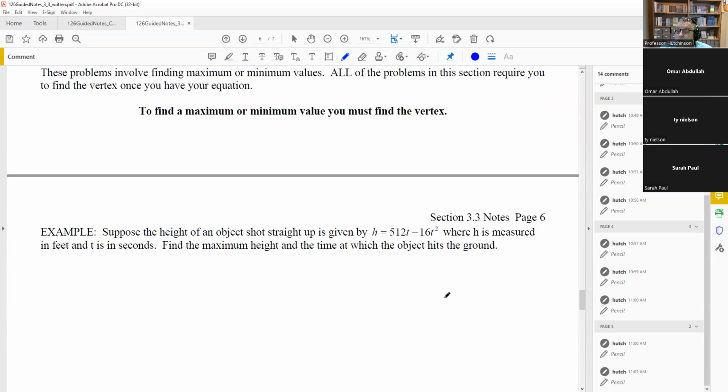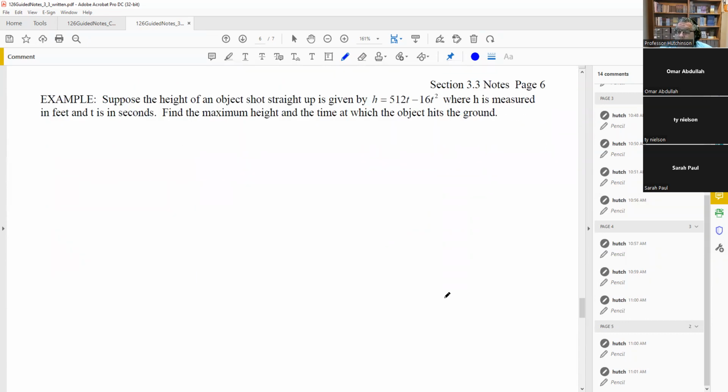So here's the first one that we're going to start with. And this is the only one we'll do for today, and we'll do the rest of them next time. So it says, suppose the height of an object shot straight up is given by this. So this formula is provided for us already. It's a quadratic formula. H is measured in feet and t is measured in seconds. It says, find the maximum height that the object reaches and then the time at which the object hits the ground.